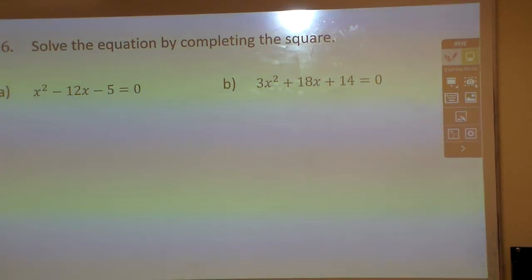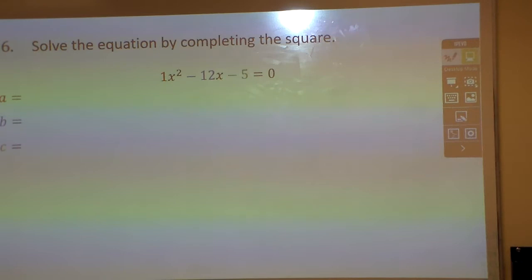Okay, we're going to solve these two equations by completing the square. So first off, let's look at the first one. You can do this way here. You know the vertex, basically, I know this is like the negative 12. If I look at my middle term and divide it by 2 times the a term, I get that negative 6, which I'm going to square, which is going to be 36.